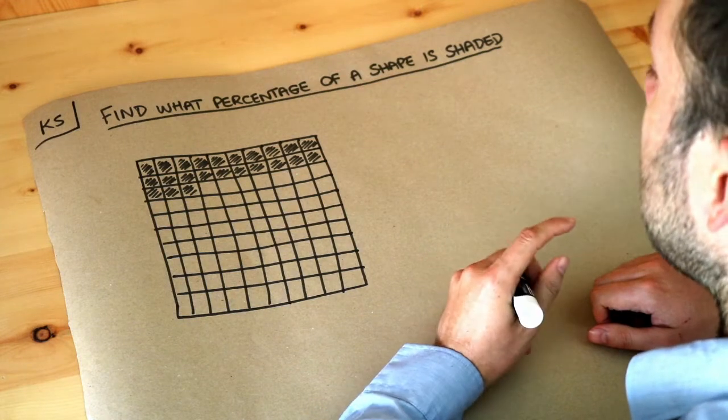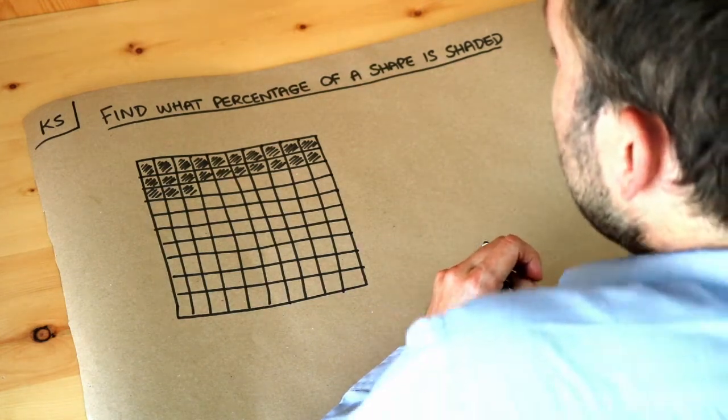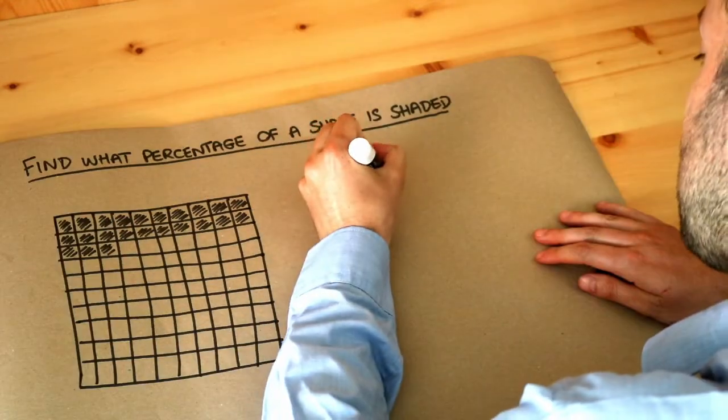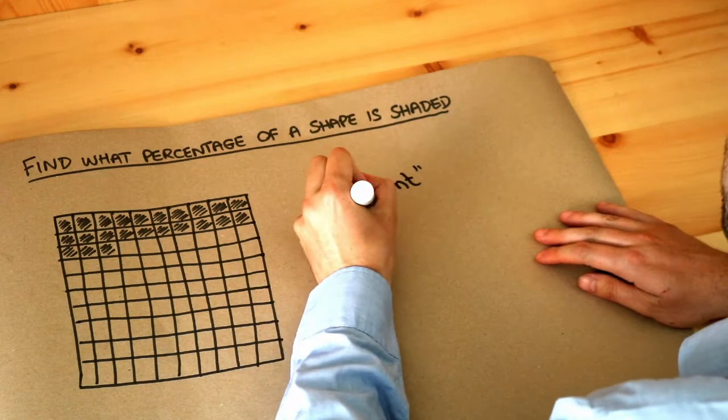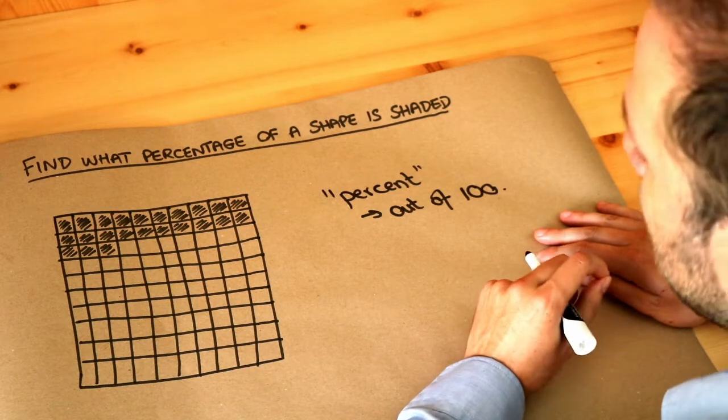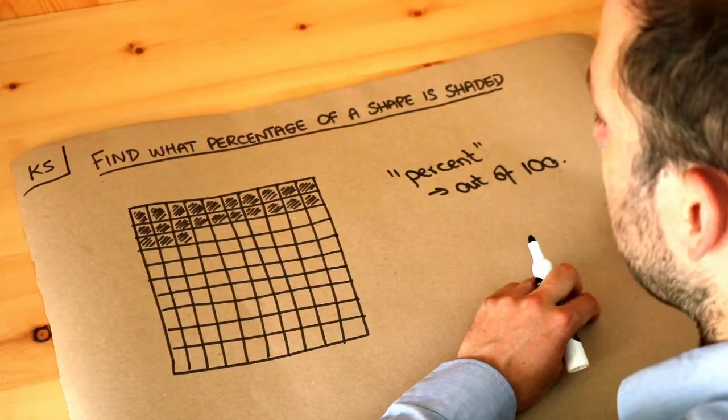Now this video doesn't involve much calculation, but it's intended to give you an idea of what a percentage is. Now the word percent just means out of 100. And the idea is it's designed to show you what proportion of something we have.